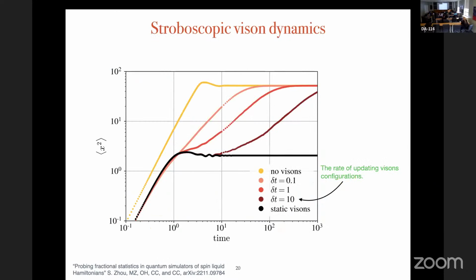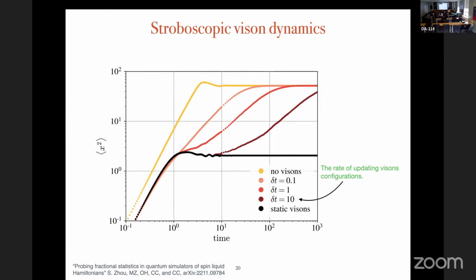On top of that, we study how the vison dynamics will affect the spinon dynamics as well. So previously, we assumed the visons are static, but in the current devices, quantum computers, we always have some kind of noise. So in this situation, any kind of z-directional noise would make the vison hop, and the vison will acquire some dynamics. So here we study the stroboscopic dynamics of the vison and study how it affects the spinon dynamics.